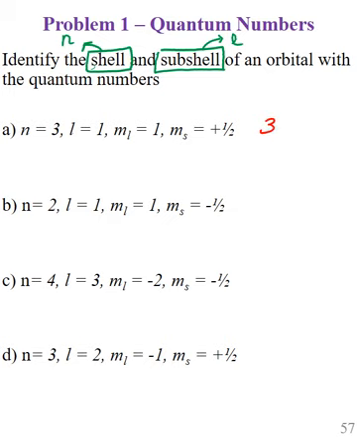What is the subshell? Well, remember, L equals 1, that's our subshell. What is the notation to denote that if L is equal to 1? We call that the P subshell. So they are just looking for 3P. M sub L will give you how many orientations you can have. And M sub S just tells you if it's spinning clockwise or counterclockwise. I want you to go through and do the rest of them, B through D.